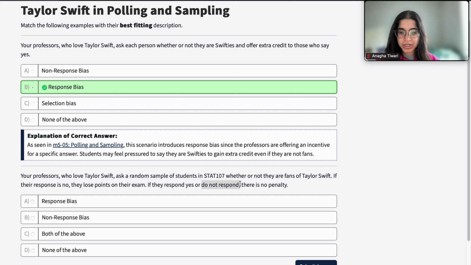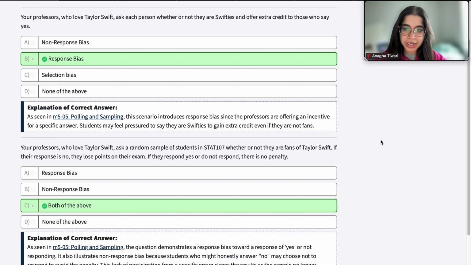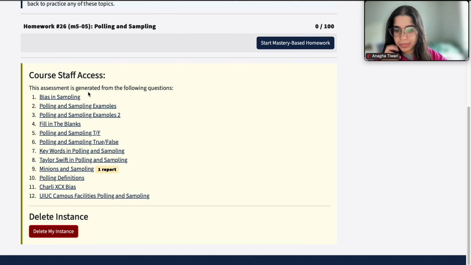So again, this is going to cause non-response bias as well, because not everyone's going to even send a response to the survey, right? So there's going to be response bias here because everyone's response is going to get affected, right? No one's going to say no, or fewer people will say no because nobody wants to lose points. And then two, there's going to be non-response bias because people are going to be inclined to not respond just so they don't lose points on their exam, or even say yes just so they won't lose points. So there are actually both of these types of biases happening in this situation. And then this was Taylor Swift in polling and sampling.